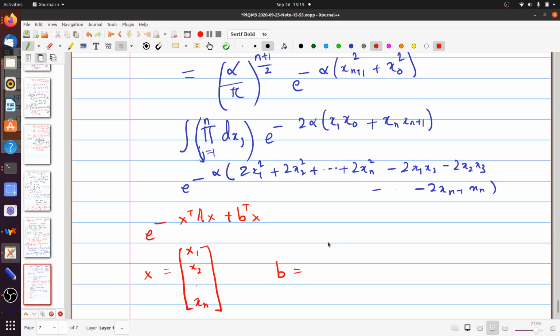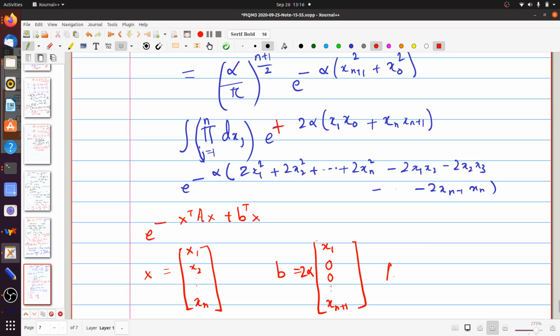B is rather easy to figure out because there are only two terms in the linear piece here, so there will be only two non-zero things. Okay, I had made a mistake. This is a plus 2 alpha, right? Because it was minus twice alpha x1, x0 inside the bracket, but there's a minus sign outside. So this is plus 2 alpha. So there will be only two non-zero terms in this B, x1, 0, 0, all the way down to xn plus 1.